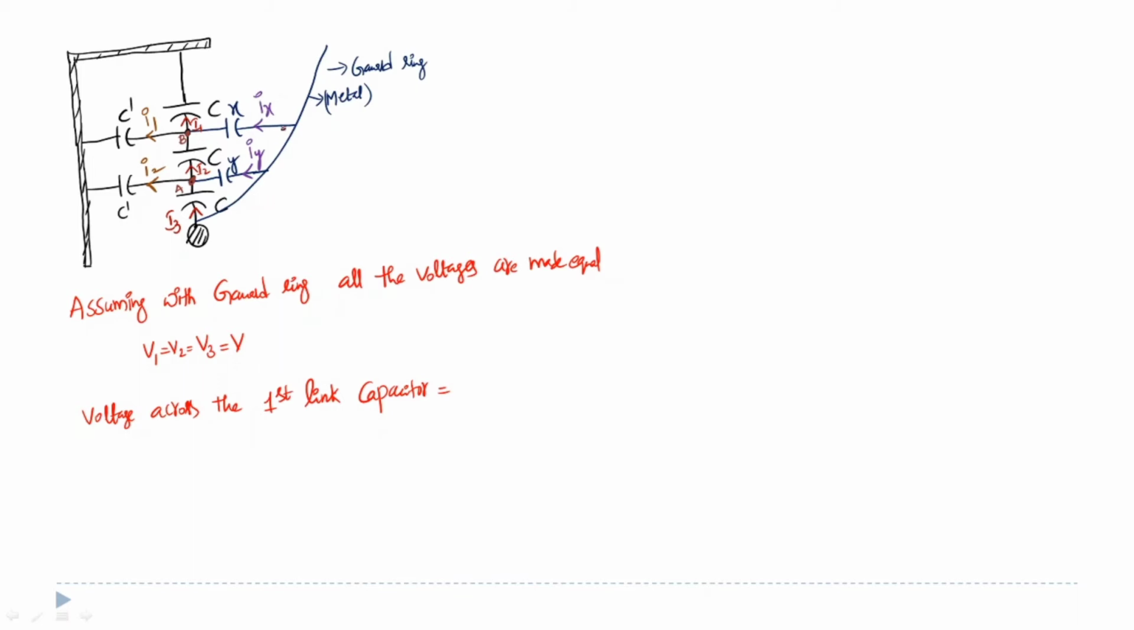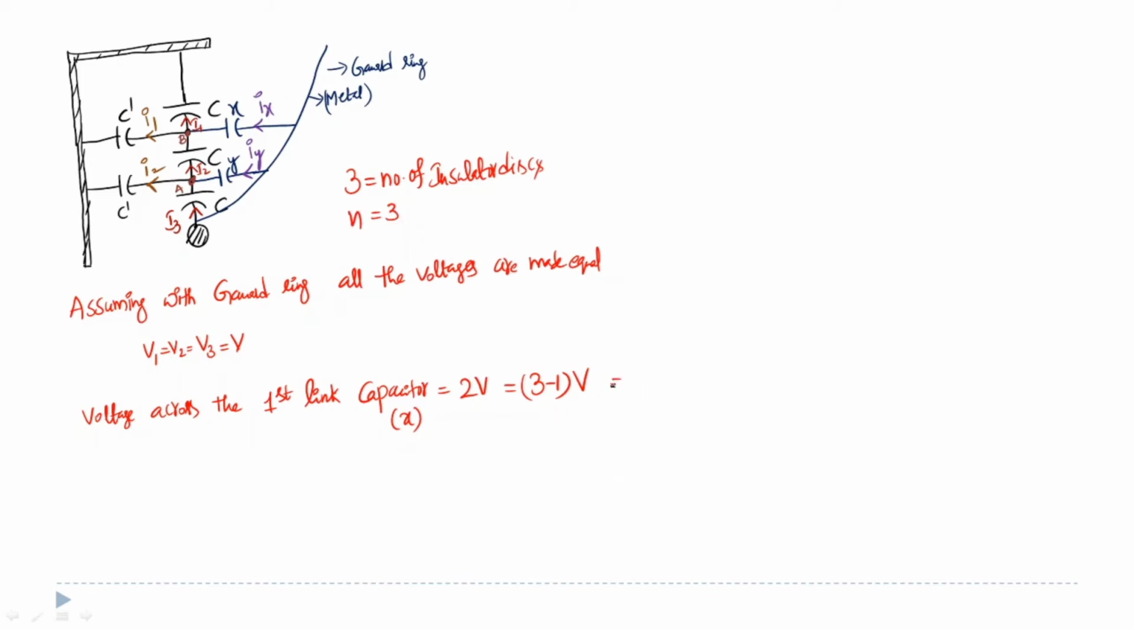But here, what is the first link capacitor? I am just giving a name to that first link capacitor, which is X. One end of the capacitor is connected here and the other end is connected here, so it is V and another V, totally 2V. 2 times V can also be written as (3 minus 1) times V. What is 3? 3 is nothing but the number of insulator discs in this string. So N is nothing but 3.